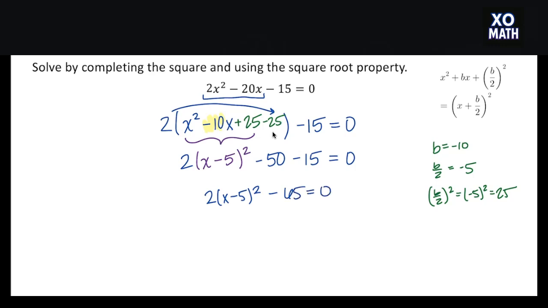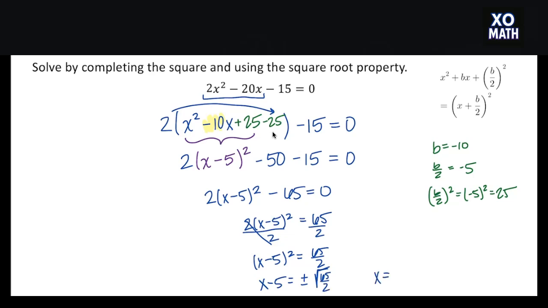From here, we can add the 65 to the other side and divide by 2 on both sides. I can take the square root of both sides, which will leave me with plus or minus the square root of 65 over 2. Then I can add the 5 to the other side. So I have x equals 5 plus or minus the square root of 65 over 2. Of course, that's two different answers there, and I'm just going to leave it like that.